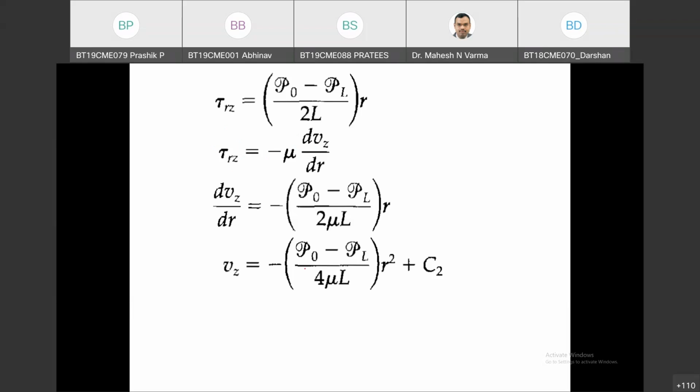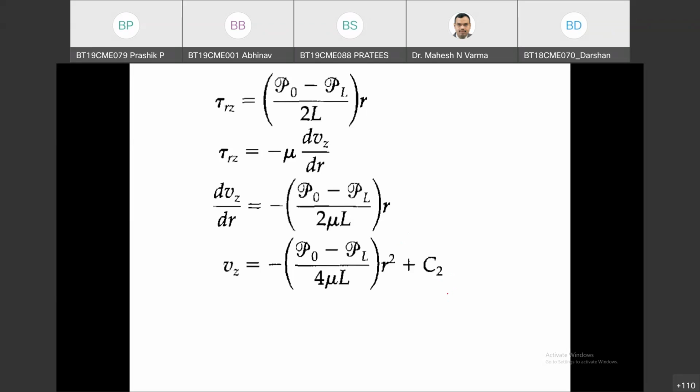So substituting this and integrating, what will I get? (P0 minus PL) divided by 4 mu L, r square, plus C2. Now to get the value of C2, I need one boundary condition of velocity with respect to r. At some location of r, velocity should be given. Then I can get the value of C2 and solve to get the velocity profile.